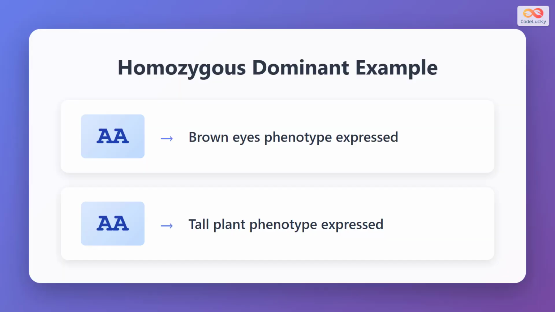Let's look at homozygous dominant examples. When an organism has the genotype AA, it expresses the dominant trait. For instance, AA could result in brown eyes being expressed as the phenotype. Similarly, in plants, AA might lead to the tall plant phenotype being expressed. The dominant allele determines the observable characteristic.